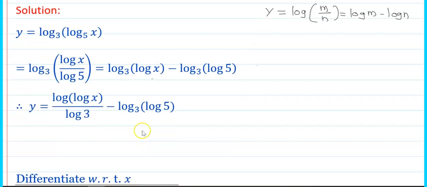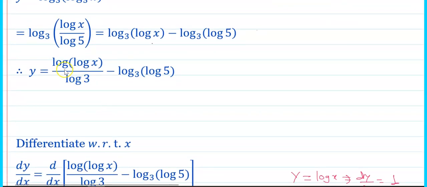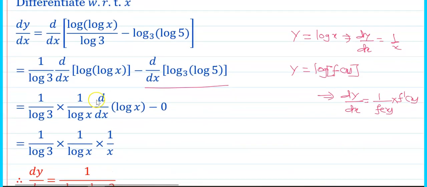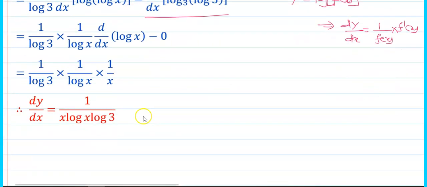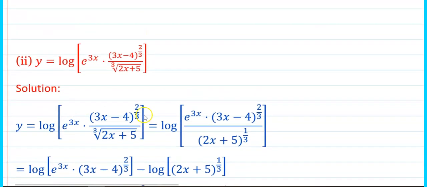Then again the simplification, log of m to the base n means what? Log of m upon log of n. And this is a constant. Keep it as it is. Current derivative of constant is 0. Then differentiate log of log x. Its derivative is 1 upon log x into the derivative of log x, which is 1 upon x. Okay. Now the next problem.